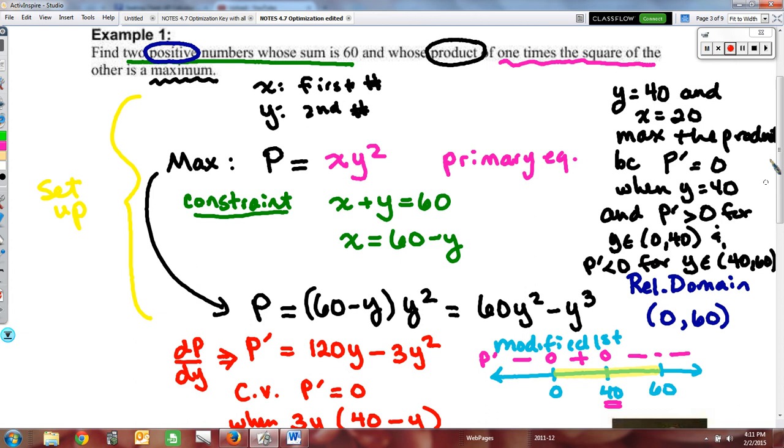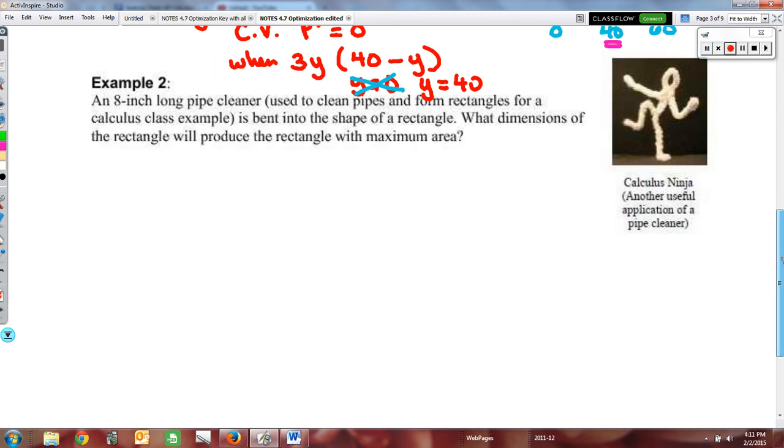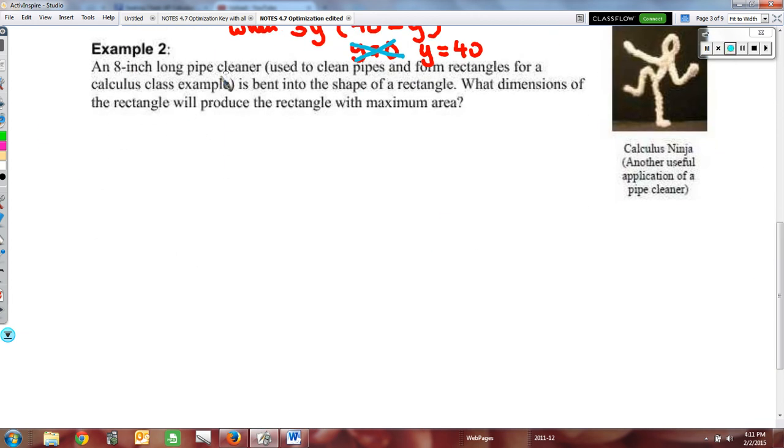Okay, let's take a look at another example. We have an 8-inch long pipe cleaner, you know, those little bendy things, and we're going to form a rectangle. It's going to be bent into the shape of a rectangle. And we want to find what dimensions of the rectangle will produce the rectangle with the maximum area.